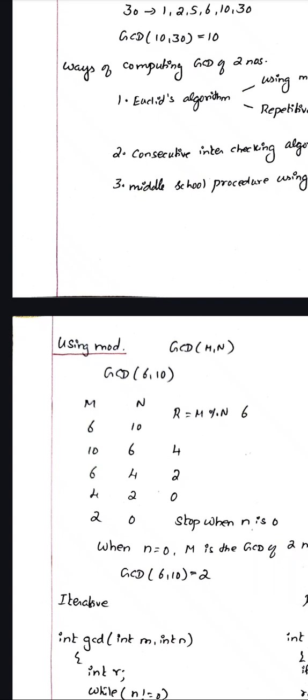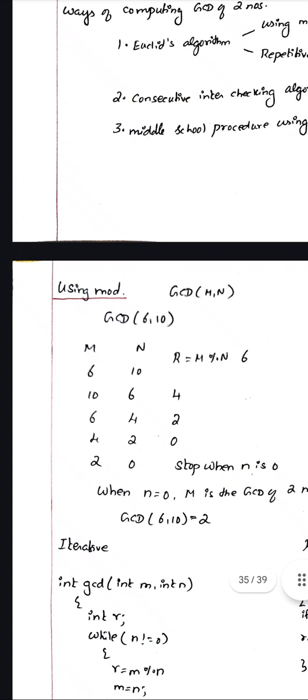For this we have 6 and 10. M is 6 and N is 10. The remainder R equals M modulo N, that is 4. Then we consider 10 and 6. M modulo N is 6.